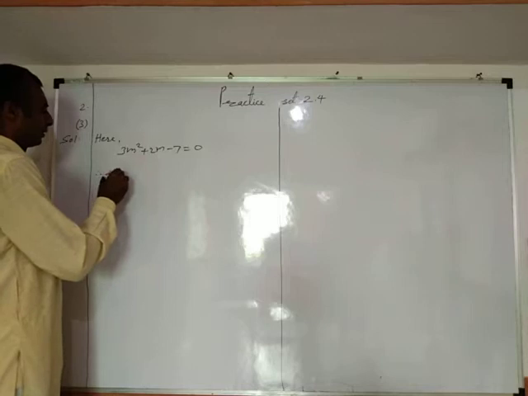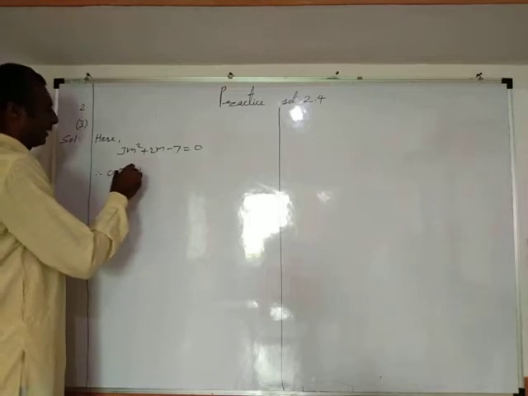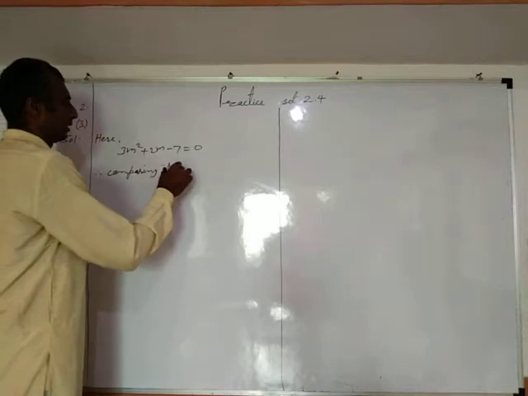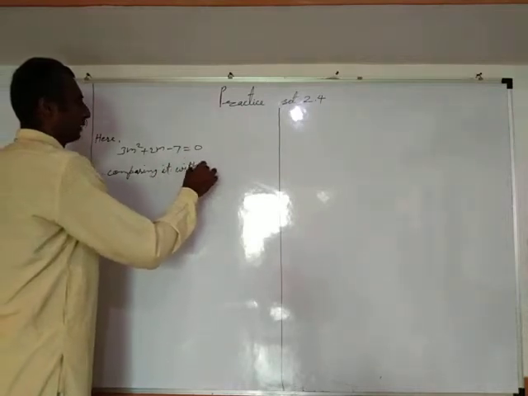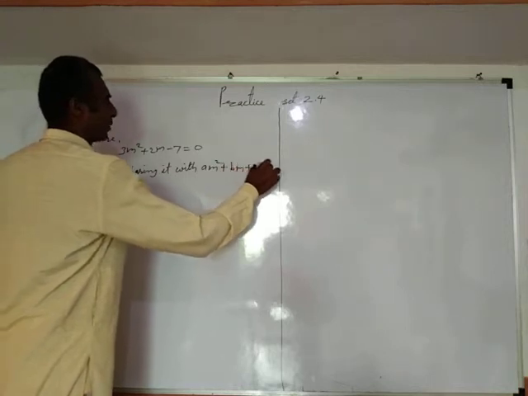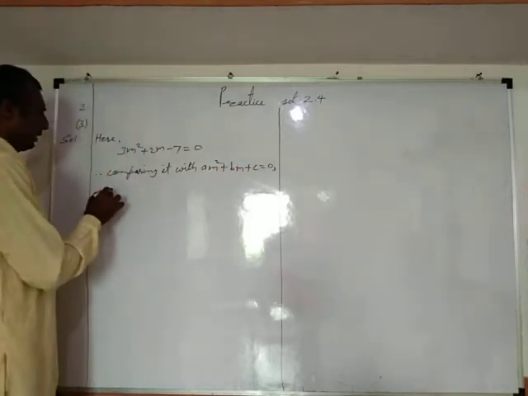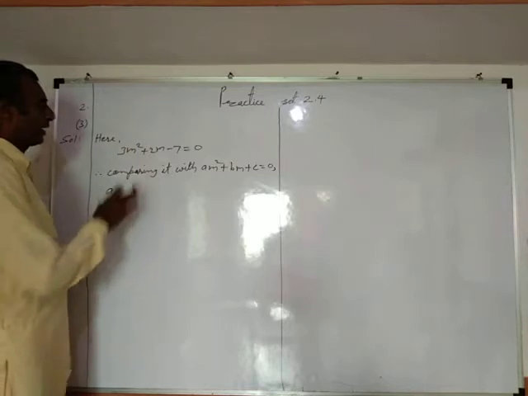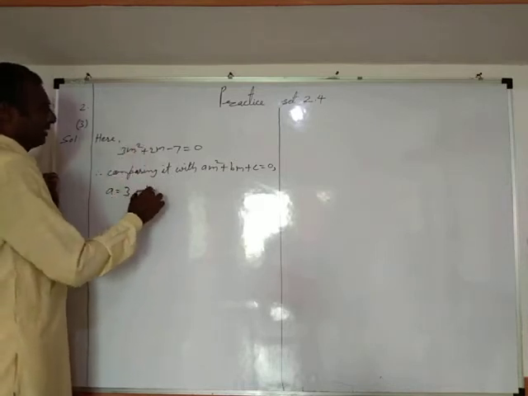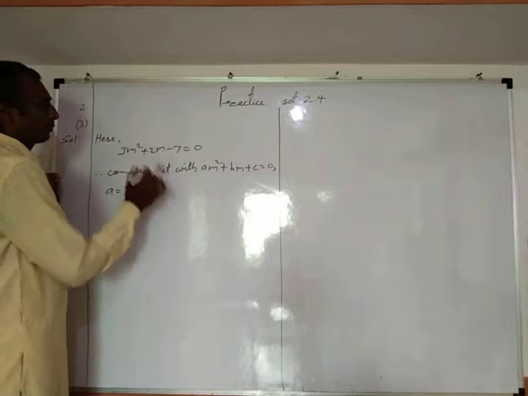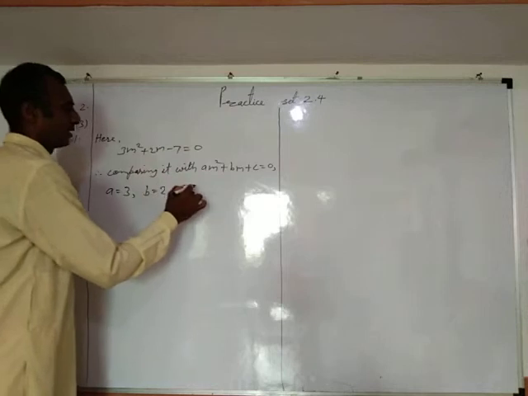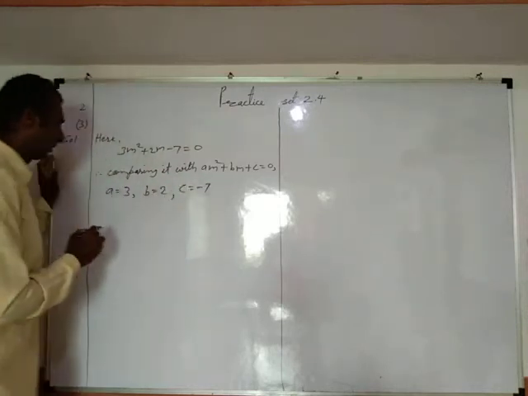Therefore, comparing it with am square plus bm plus c equal to 0, a is the coefficient of quadratic term, which is 3, b is the coefficient of linear term, which is 2, and c is the constant term, which is minus 7.